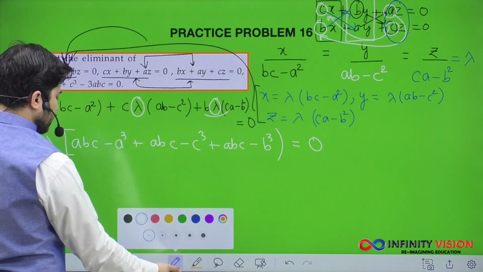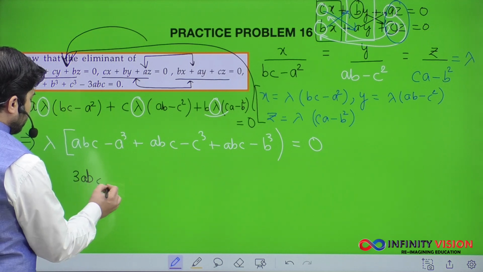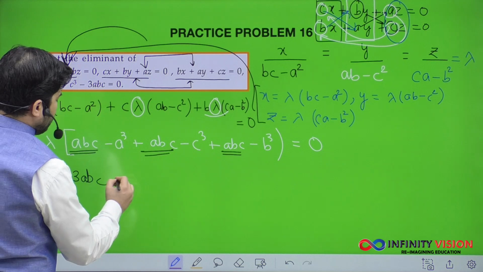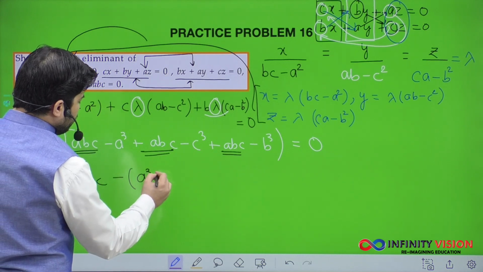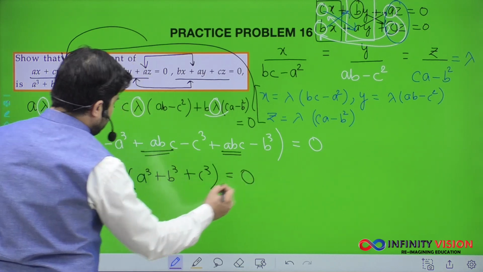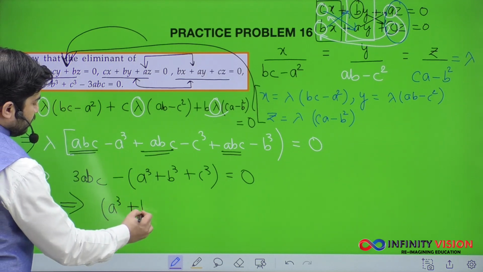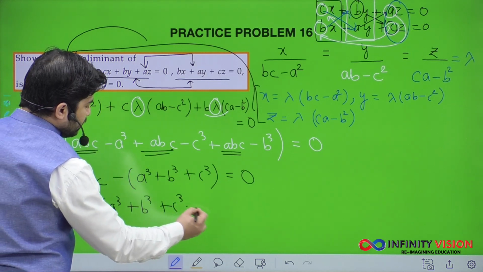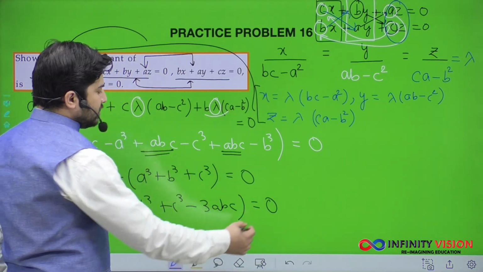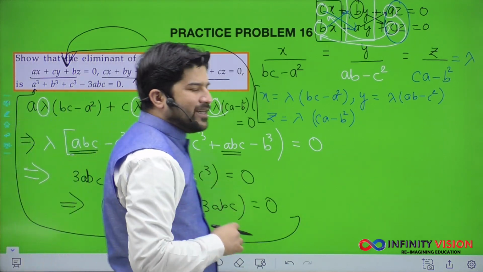So you got the expression as 3ABC because you have ABC, ABC, ABC, and then you have minus A cube plus B cube plus C cube equals to 0. So if you rearrange it, it would be A cube plus B cube plus C cube minus 3ABC equals to 0. And that is the eliminant we have to prove. So it was a pretty easy question.